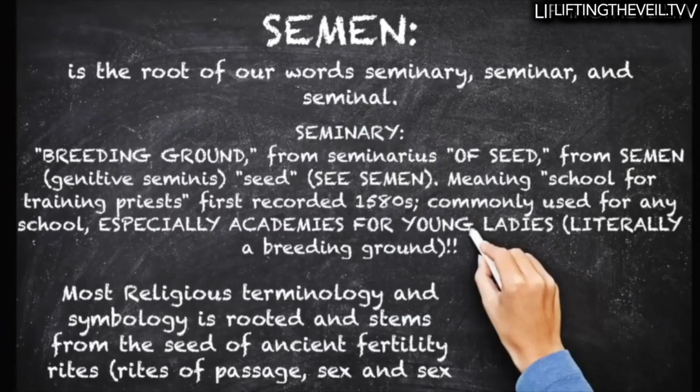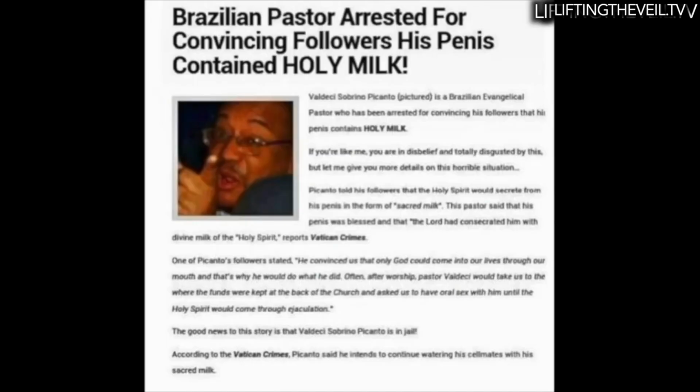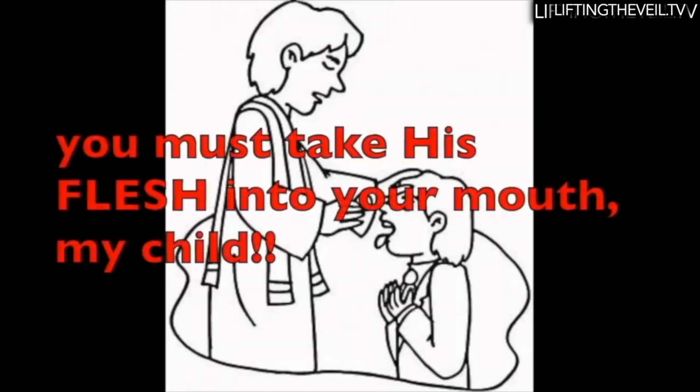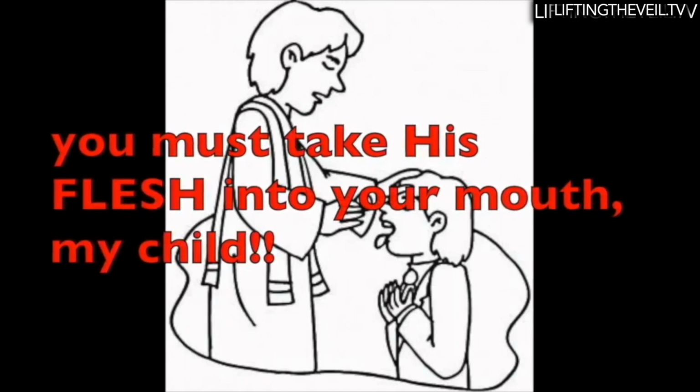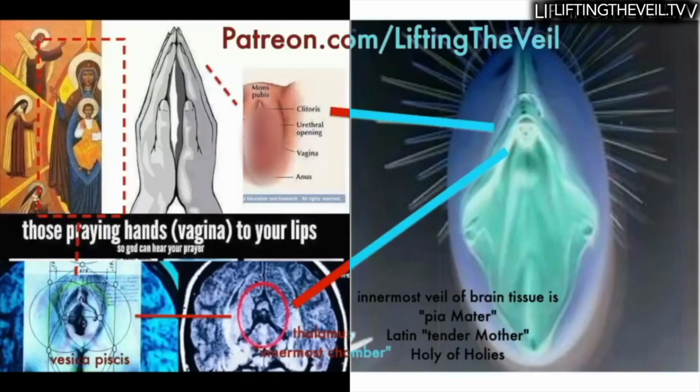Literally a breeding ground. And this is why in the Catholic churches, this is why we find the pedophilia. This is why they're always associated with the children and the sex scandals, the pedophilia, trafficking. Most religious terminology and symbology is rooted and stems from the seed, or the seminal, literally from the seed of ancient fertility rites, rites of passage, and sex.